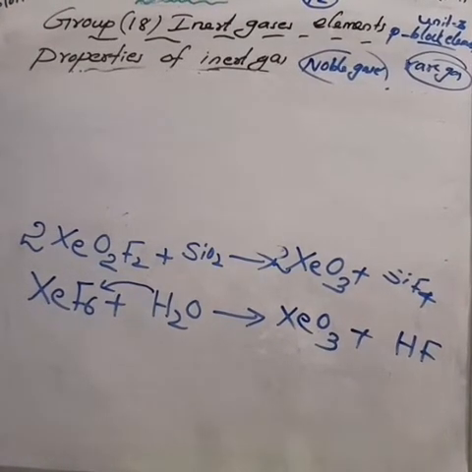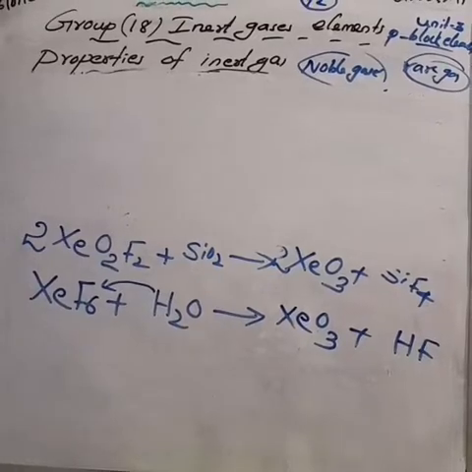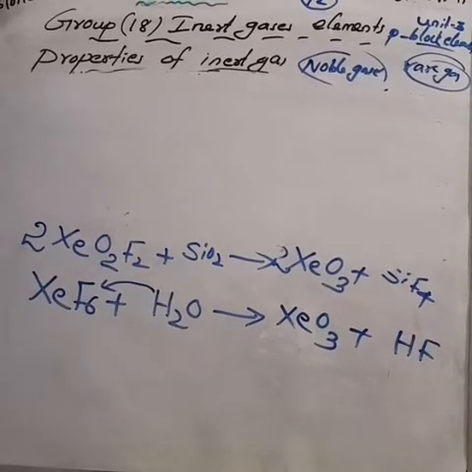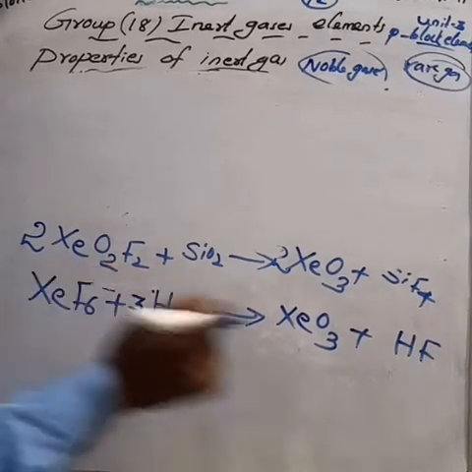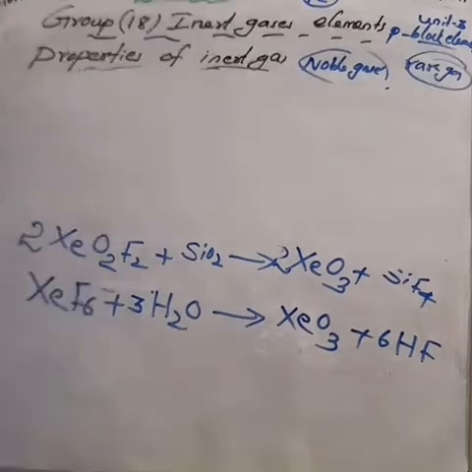The product side here has XeO3, so on the reactant side make it 3 water molecules. Oxygen 3, so make it 3 water molecules. Now how much fluorine is there? XeF6, 6, so make it on the product side also 6HF. Now the equation is balanced.